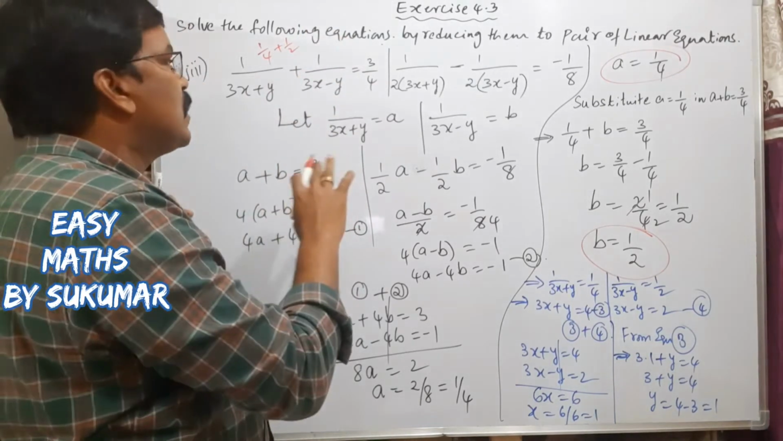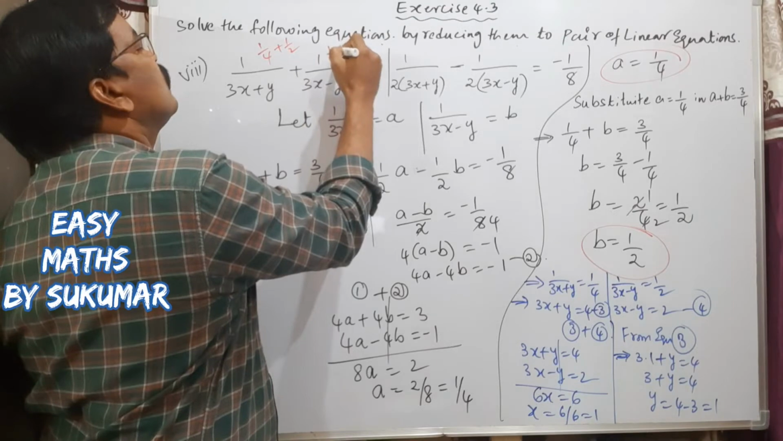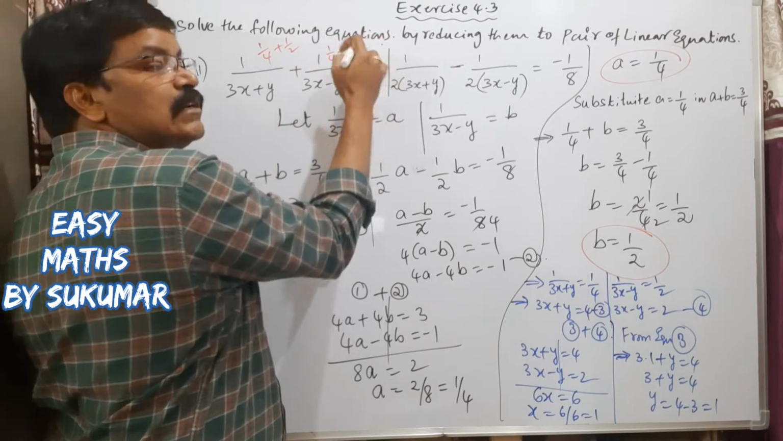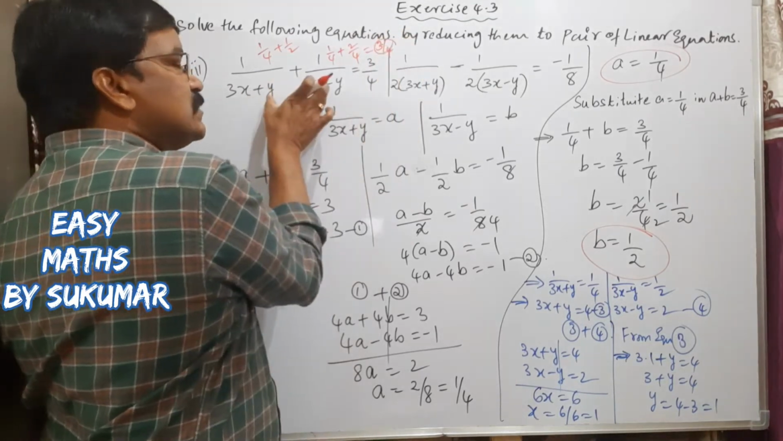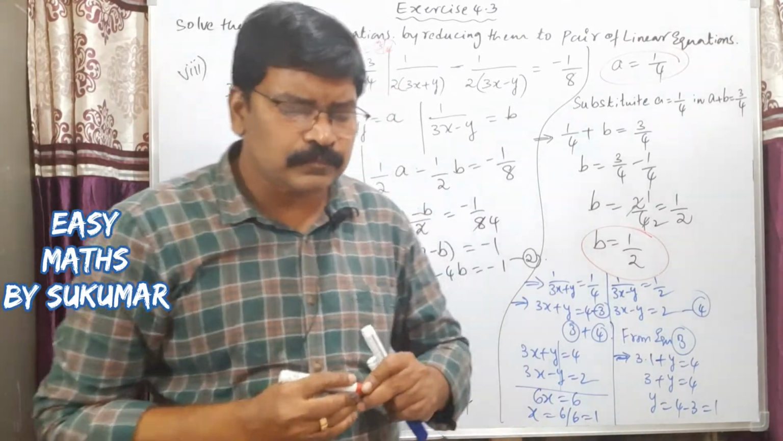Okay. 1 by 4 plus 1 by 2. That means this 1 by 4 plus this 1 by 2, which is written as 2 by 4. So that is equal to 3 by 4. So this LHS is 3 by 4 and the RHS is also 3 by 4.